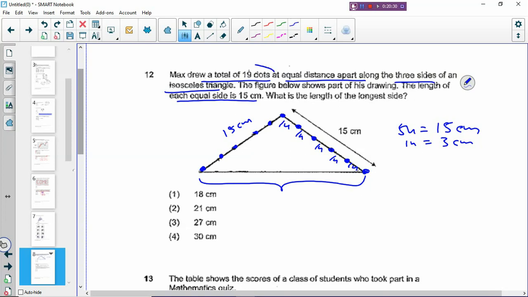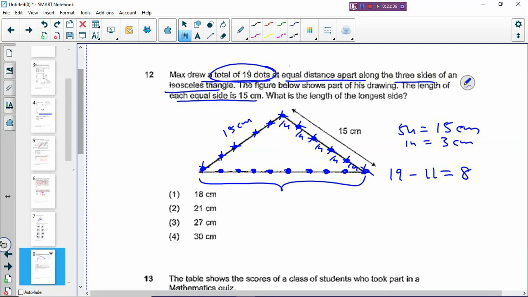Okay, there is a total of 19 dots. So how many dots on the longer side? You take 19 dots and you minus, how many dots do you see? So you have 1, 2, 3, 4, 5, 6, 7, 8, 9, 10, 11. So you minus 11 dots, there will be 8 dots left. And where are the 8 dots which are found on the longer side? So you start to draw your 8 dots. 2, 3, 4, 5, 6, 7, and 8. So there are 8 dots on the longer side, excluding the corners.